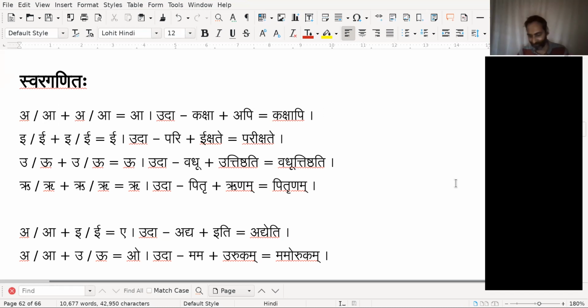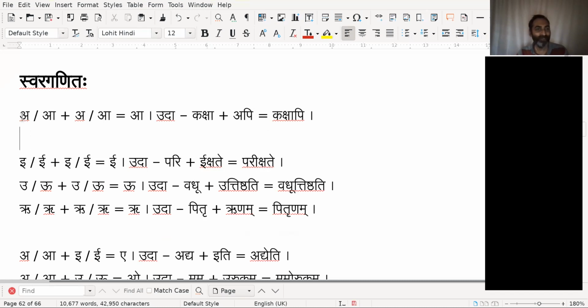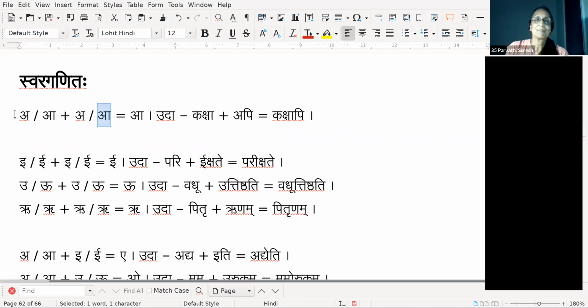So for example, this is letter addition. So if we do, there are four possible combinations here. So you do akara plus akara, or akara plus akara, or akara plus akara, or akara plus akara. So all the four cases, when they join together, it becomes akara. It becomes dirgha. Yep. So udharanam is there. Like, for example, kaksha plus api.